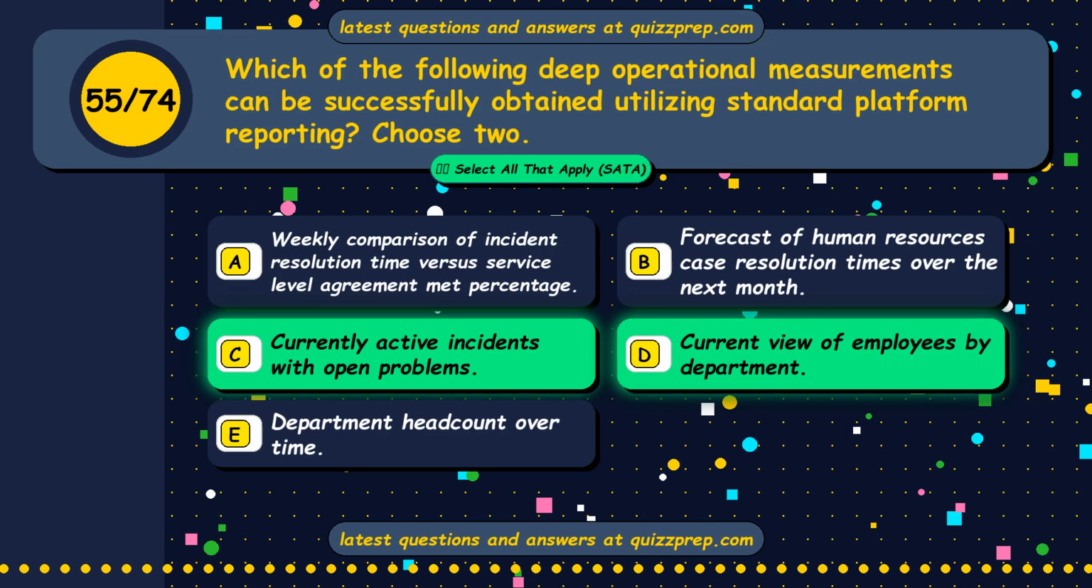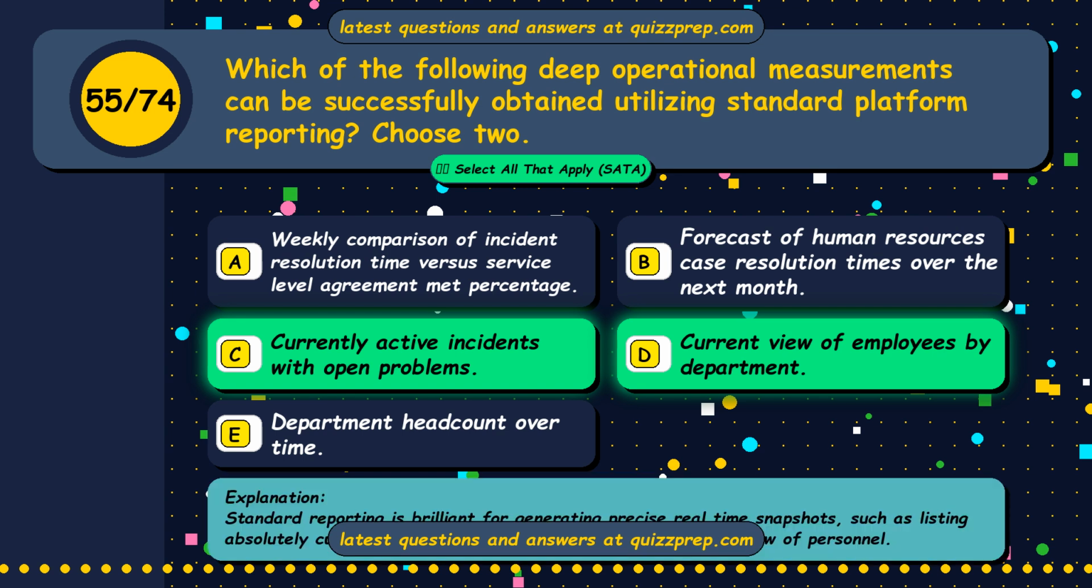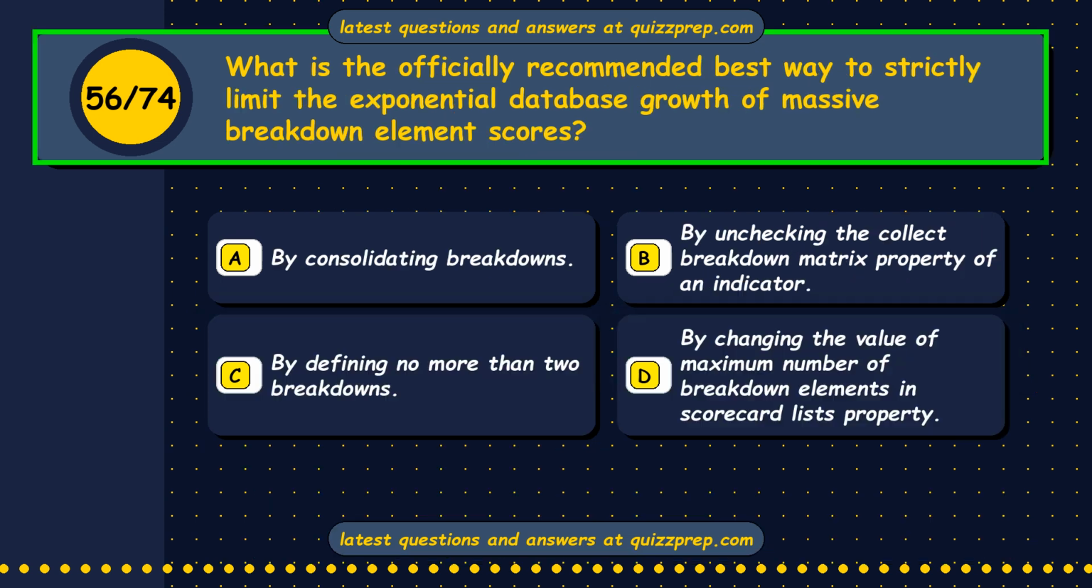The correct answers are option C and D. Currently active incidents with open problems. Current view of employees by department. Standard reporting is brilliant for generating precise real-time snapshots, such as listing absolutely current active incidents or showing a pure current view of personnel.